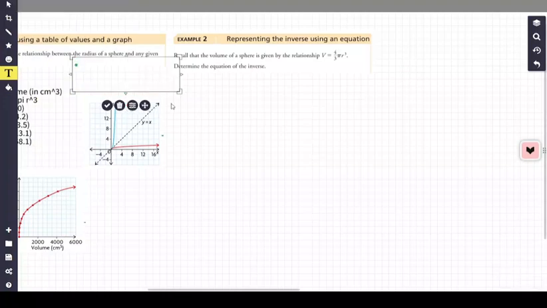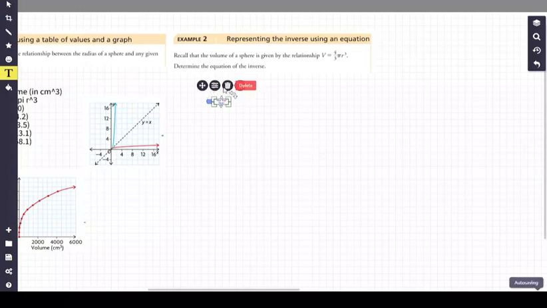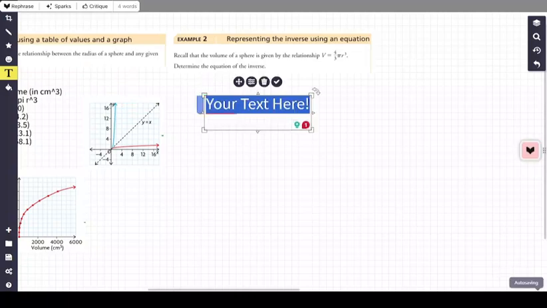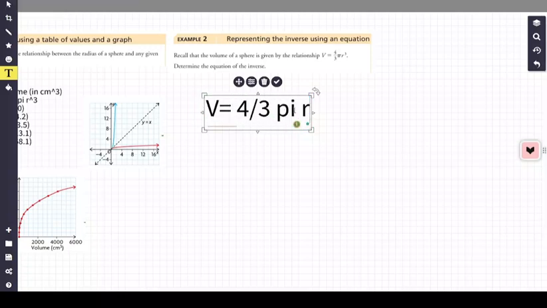Why is this upside down? Okay, this is interesting. Let me go ahead and delete that. Let's put a new one here. Wow, that's really small. Okay, here. Let's do some mathematical calculations. So V equals 4 over 3 pi r cubed.